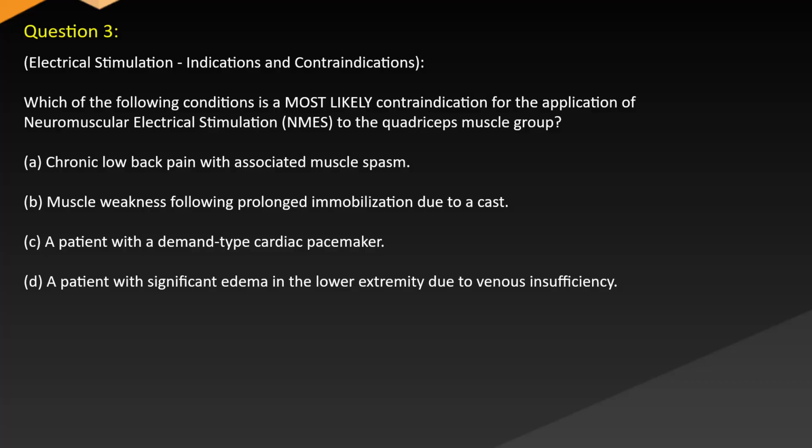Question 3. Electrical stimulation. Indications and contraindications. Which of the following conditions is the most likely contraindication for the application of neuromuscular electrical stimulation (NMES) to the quadriceps muscle group? A. Chronic low back pain with associated muscle spasm. B. Muscle weakness following prolonged immobilization due to a cast. C. A patient with a demand-type cardiac pacemaker. D. A patient with significant edema in the lower extremity due to venous insufficiency.